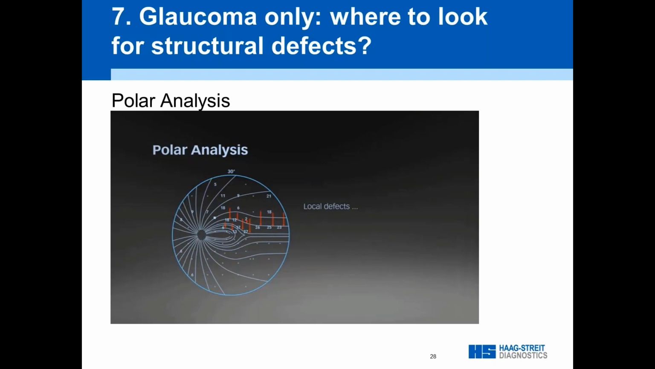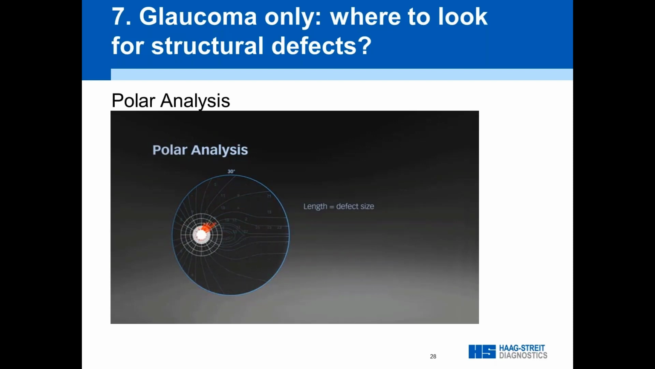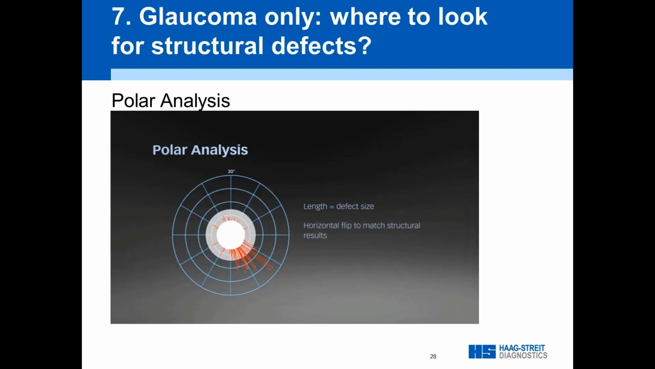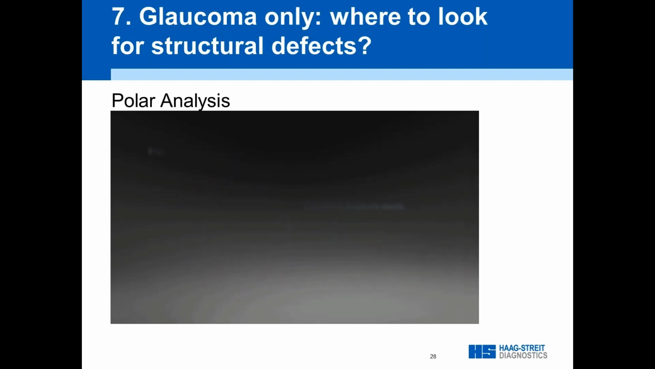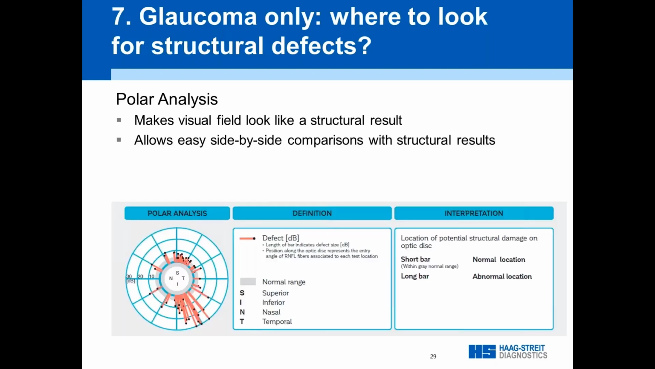What the polar analysis does is we take the local defects and we project them along the nerve fibers to the optic disc, because we know which defect goes onto which fiber and where that enters the optic disc. And then we draw this polar analysis chart. The length is just the defect size, and we flip it to be oriented exactly like a structural result. So we have a visual field result, but we project it in a way that it looks like a structural result. And then you can just do an easy side-by-side comparison.